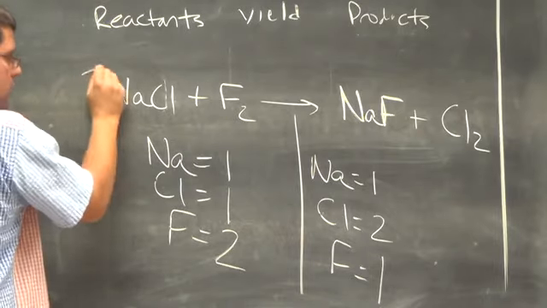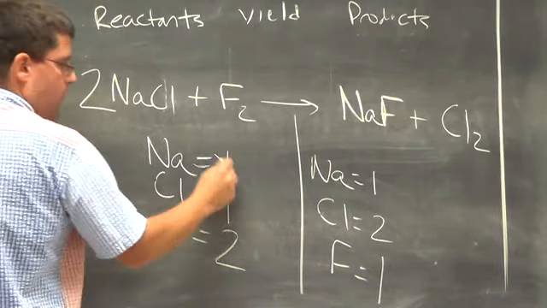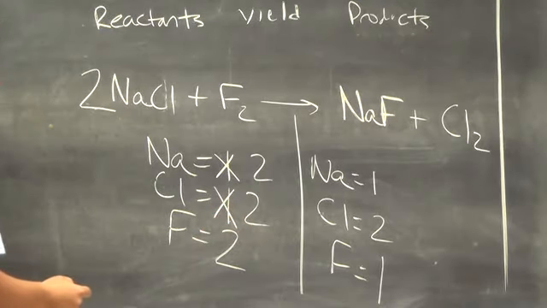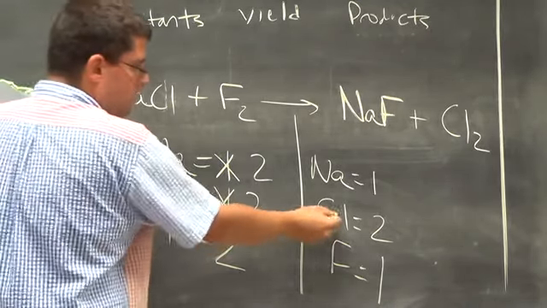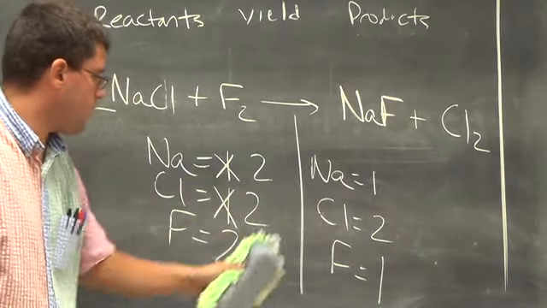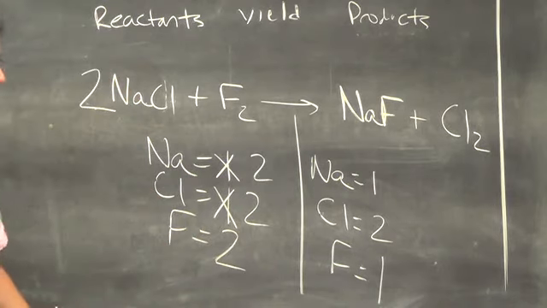Put the coefficient out here. 2. 2 Na. 2 times 1. 2. Okay, you with me so far? So now I got 2 chlorines here. And 2 chlorines there. 2 sodiums, 1 sodium, 2F, 1F. What do I do now?